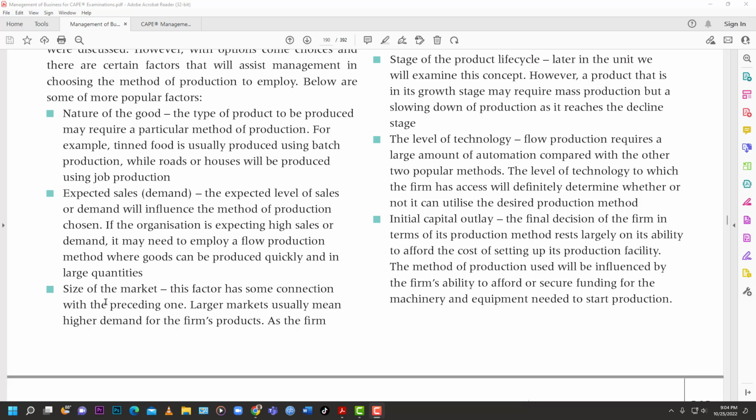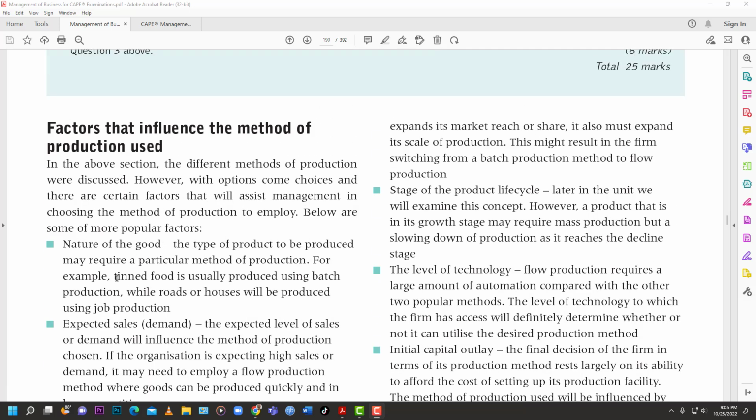Same way, the size of the market. If the market is large and you have to fulfill a large market, then of course you want to go with a quick way, so that's flow right there. If the market is small, a little niche market, you may want to go down to customization, so you might go to job, or if it's a lot of the same, you may want to go to batch, so depending on the market size for that particular product, right?